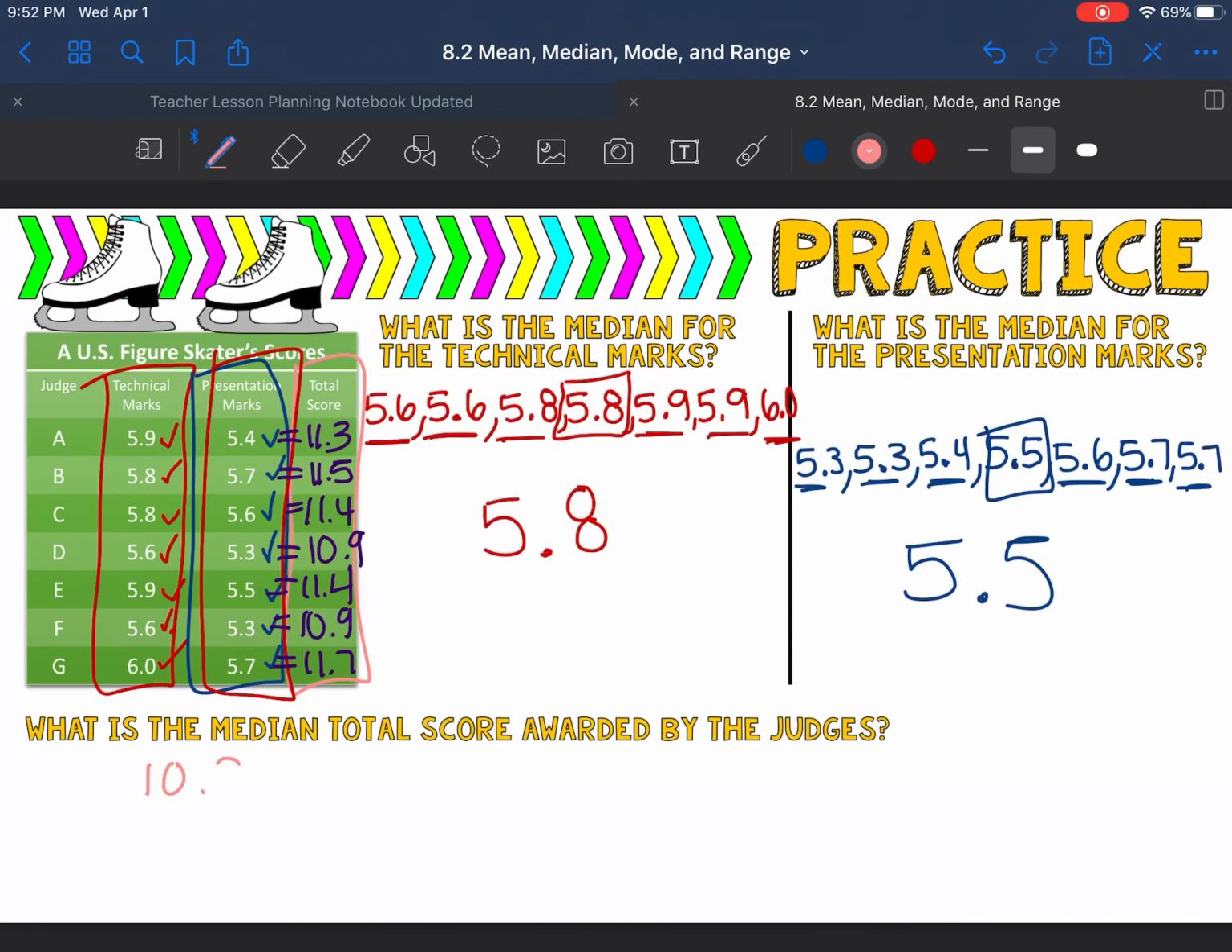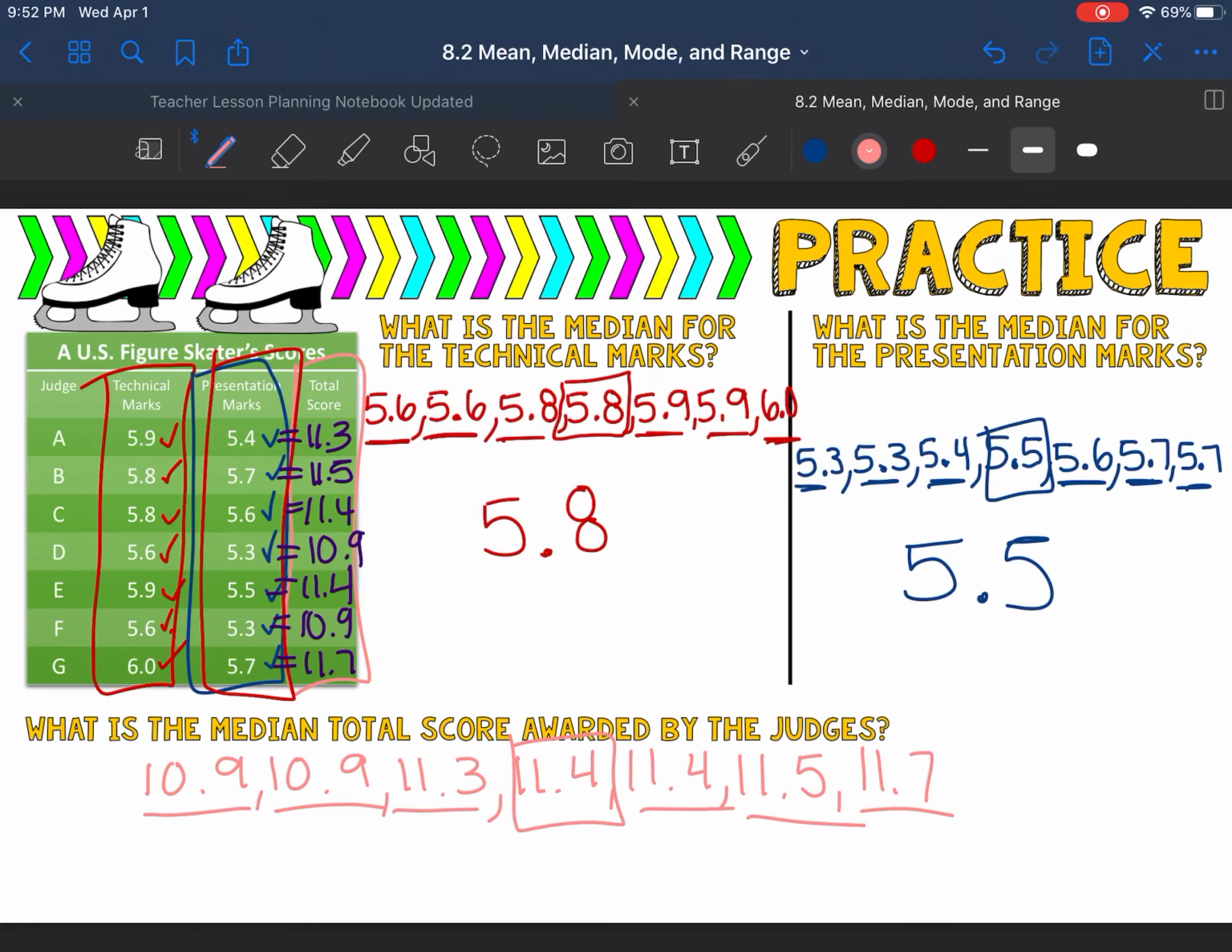All right, guys, welcome back. Hopefully by this point you have found the correct answer. I'm going to do this quickly so you can make sure, and if you did get it wrong, you can see maybe where you went wrong. All right, 11.5, and then finally 11.7. So my final answer is 11.4.